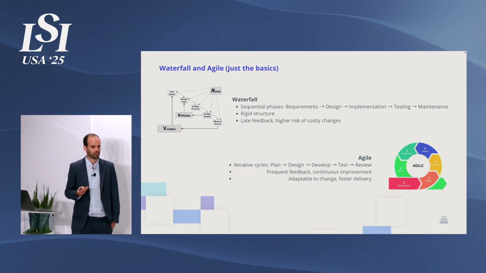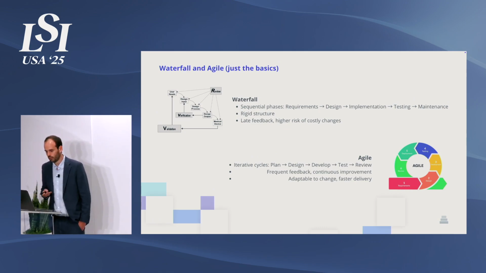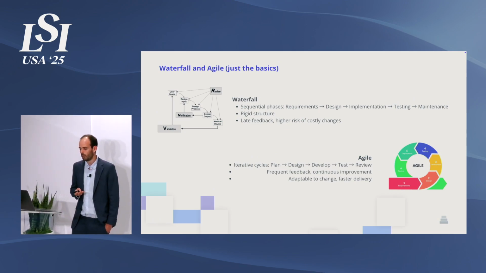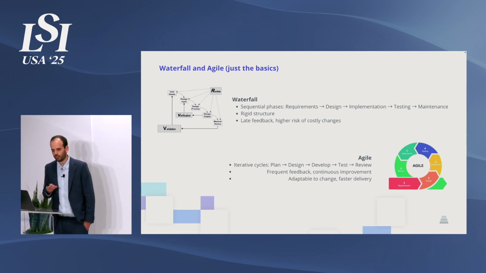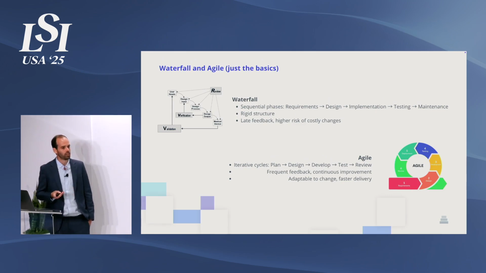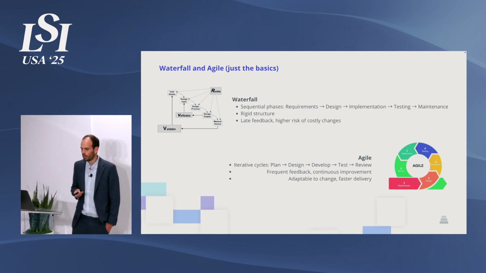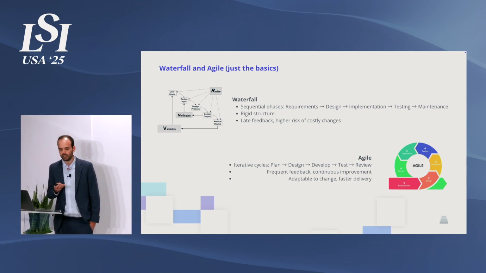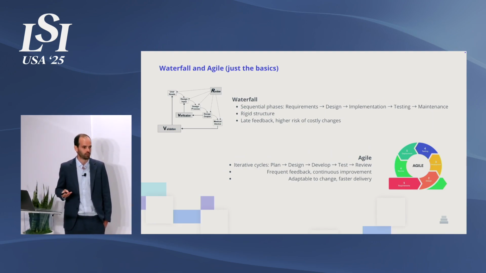So Agile comes as an alternative to this. This is not exclusive to medical software, of course. What you do is iterative cycles where you do all the stages incrementally, and with every iteration you get a functioning version of your software. This leads to more frequent feedback and continuous improvement, and is more adaptable to change.